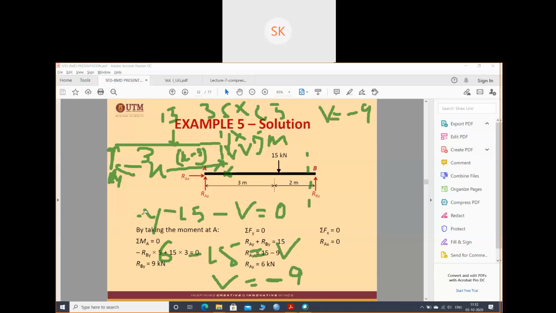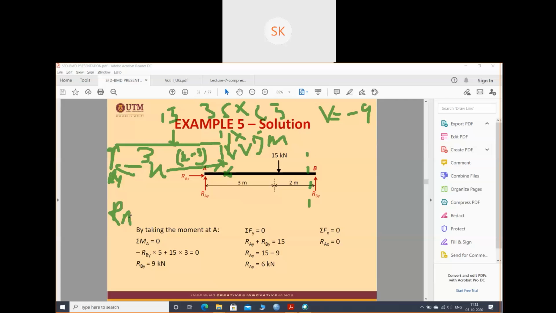Next, let's move to the moment part. Okay, let me draw. Now moment about this XX section, right? So RA into x, this is the clockwise direction, minus 15, this is the anticlockwise direction, 15 into the distance, x minus 3. So this will be x minus 3 equals 0. Now I have one more moment, minus M, minus M equals 0, right?